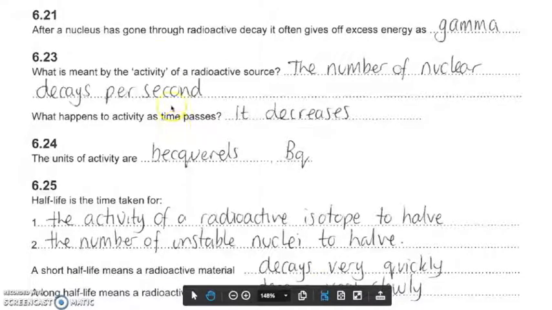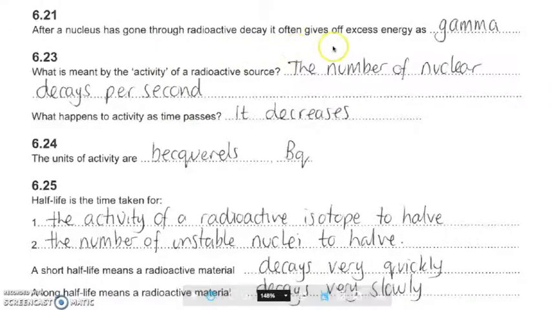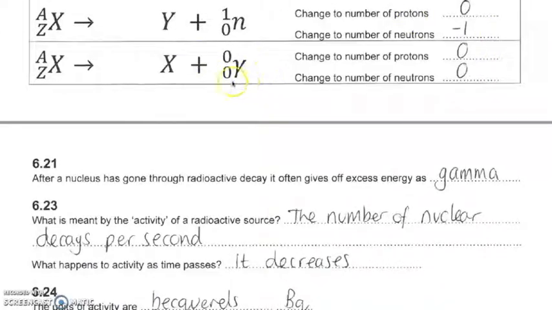After a nucleus has gone through radioactive decay, it often gives off excess energy as gamma. That's what I told you. Please bear in mind, no protons or neutrons leave it.